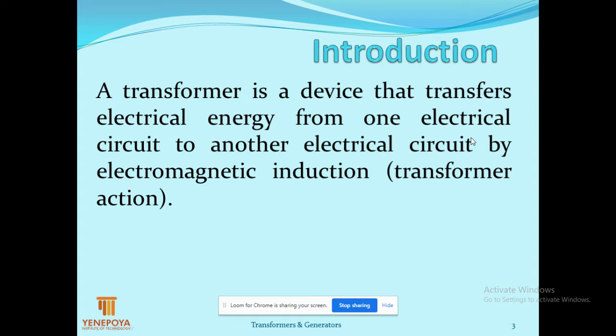A transformer is a device that transfers electrical energy from one electrical circuit to another electrical circuit by electromagnetic induction. It is a static device since it does not have any rotating parts. It transfers electrical energy from one circuit to another circuit while maintaining the frequency.